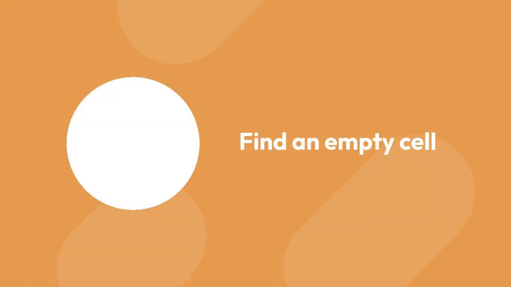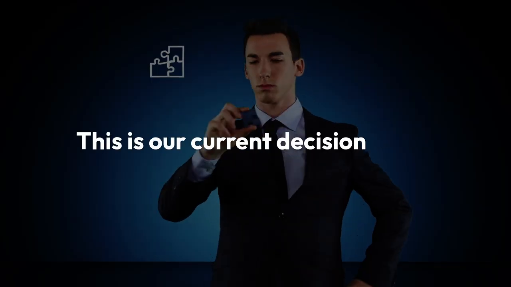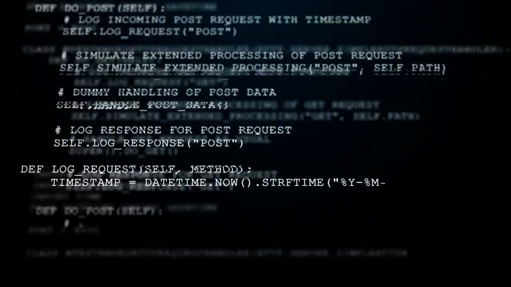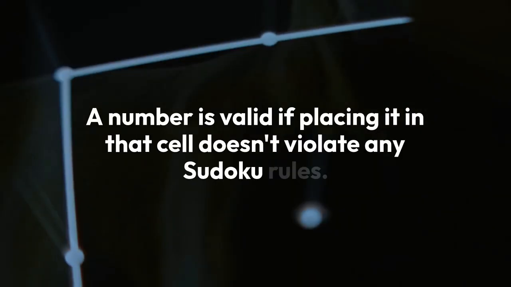First, our program needs to find an empty cell on the Sudoku board. This is our current decision point. Once an empty cell is found, we try placing numbers from 1 to 9 into it, one by one. For each number we try, we must first check if it's valid. A number is valid if placing it in that cell doesn't violate any Sudoku rules.